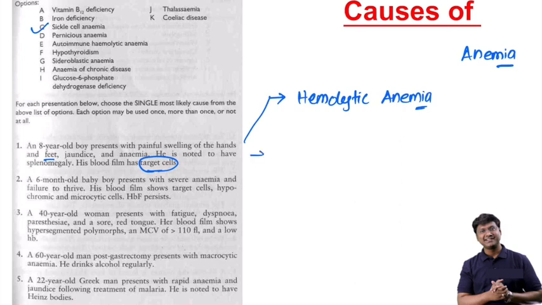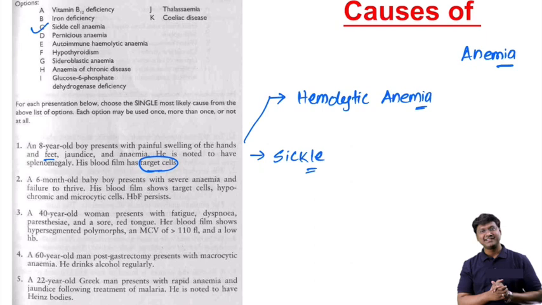Because in sickle cell anemia you will have swelling of hands as well as the feet. Now what is the differential diagnosis for the target cells? Target cells can also be seen in patients with thalassemia, but in patients with thalassemia you will have persistent fetal hemoglobin, right? And swelling of hands and feet is not seen in case of thalassemia. So that is the reason why the best answer here is sickle cell anemia.